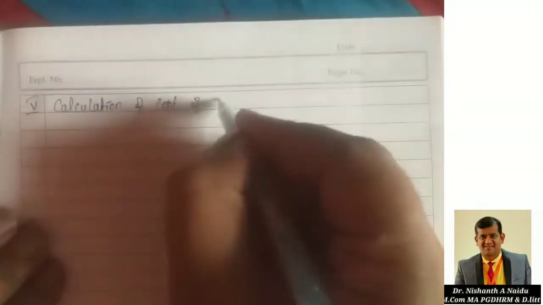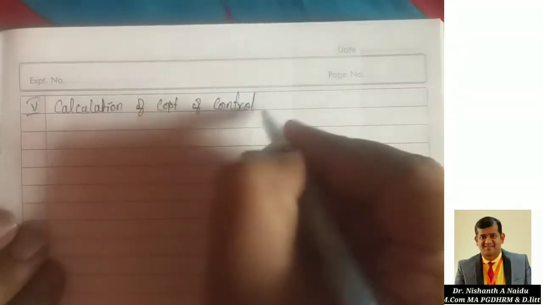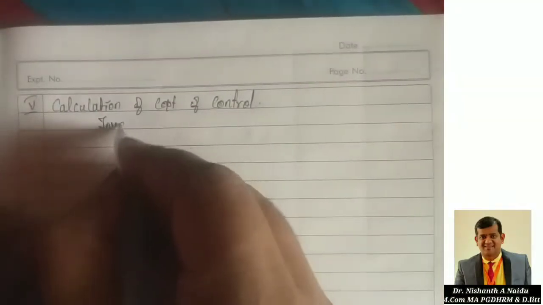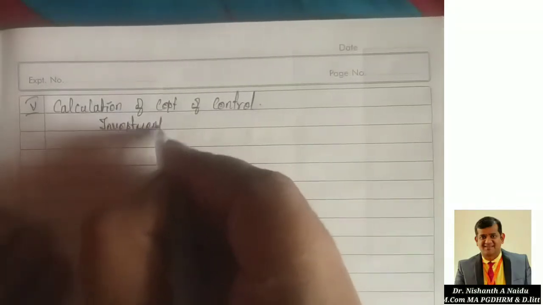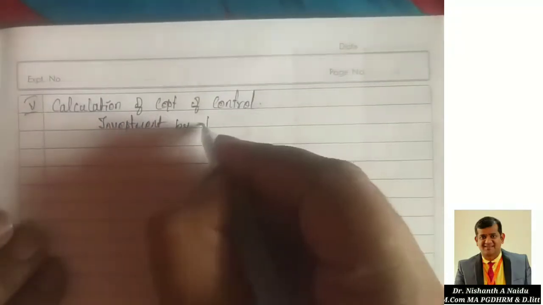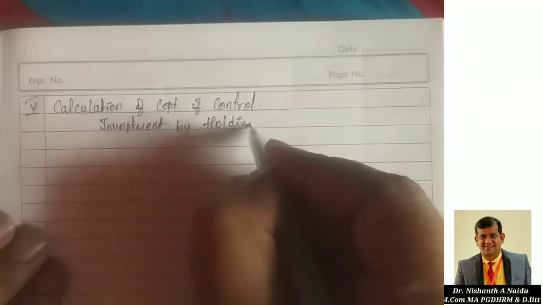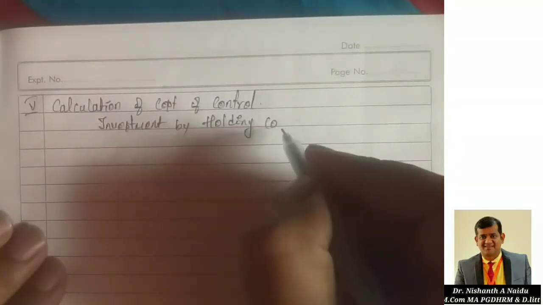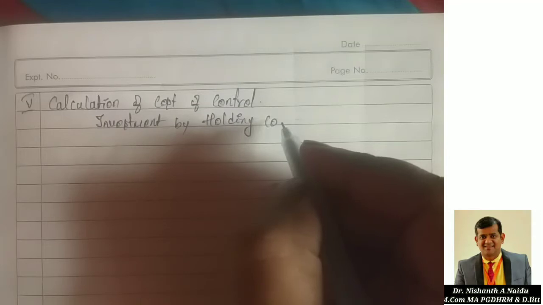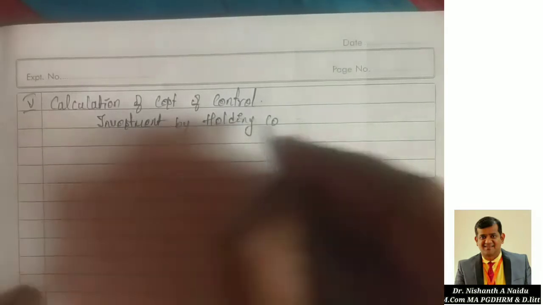Calculation of cost of control. Investment by holding company. So how much have they invested in the holding company? Check the asset side: investment of 800 shares in S Company Limited, 1,20,000 rupees.